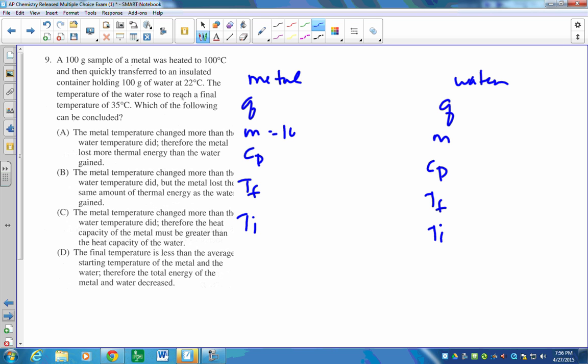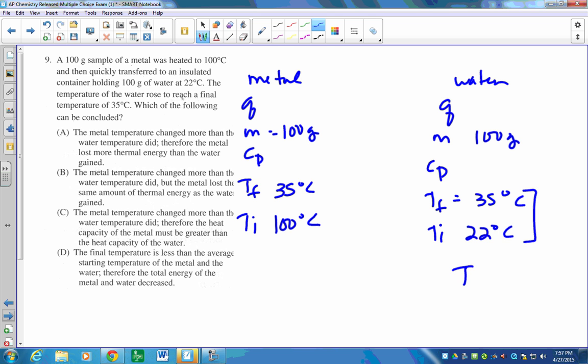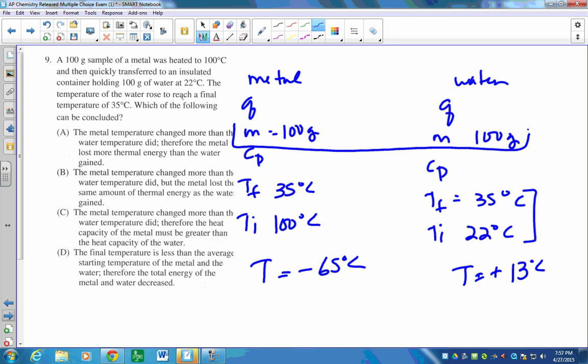And so we have a 100-gram sample of metal transferred to an insulated container containing 100 grams of water. We don't know the heat capacity, but the final temperature of the system was 35. The initial temperature of the metal was 100. The initial temperature of the water was 22. And so if you look, this temperature goes up 13 degrees, and this temperature goes down 65 degrees. Notice the masses are the same.